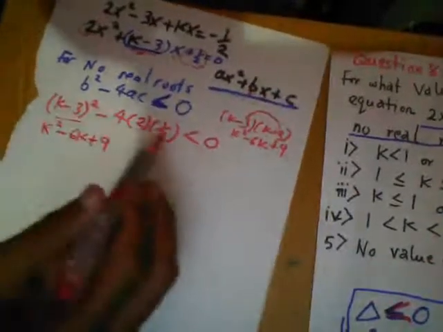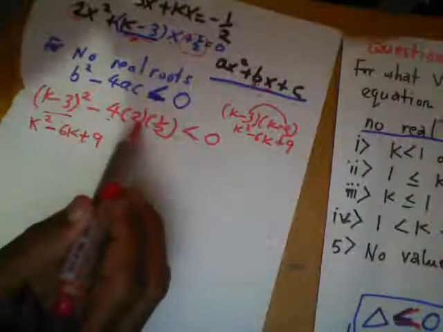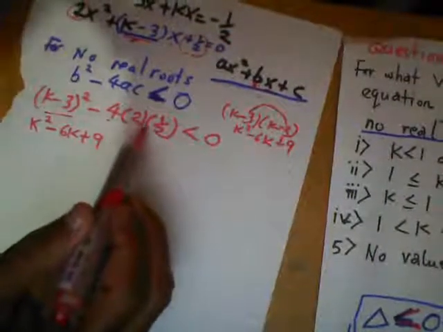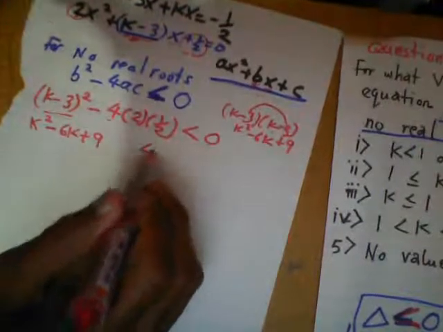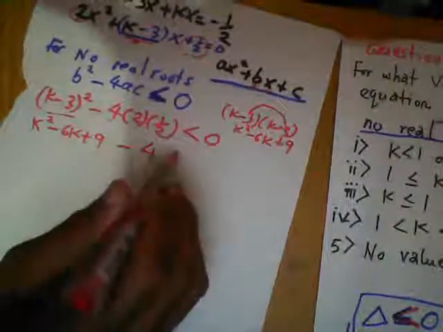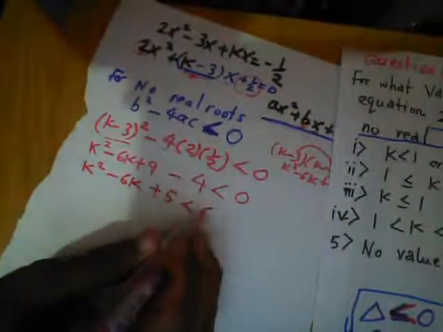Now we multiply this. Negative 4 times 2 is negative 8, and 8 times a half equals 4. It's going to be 4, but negative, less than 0. So now it becomes another quadratic: k squared minus 6k plus 5 less than 0.